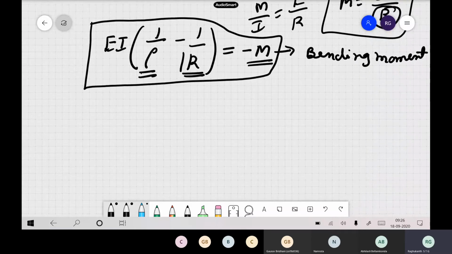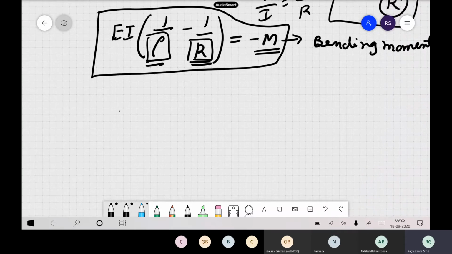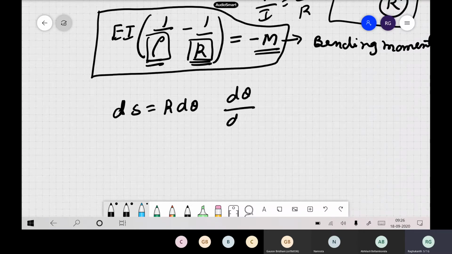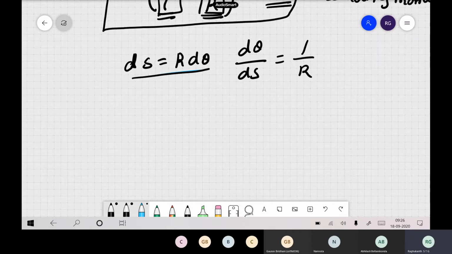Now we will write expressions for r and rho. If you take this r, so ds is equal to r times d theta, so d theta by ds is equal to 1 by r. We can write this equation in terms of the angle and the length, that is, in terms of ds. Similarly we have to write it for 1 by rho also, that is, the deformed shape.